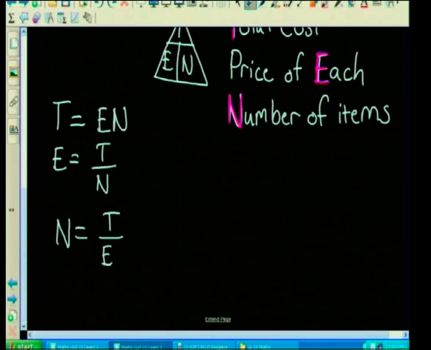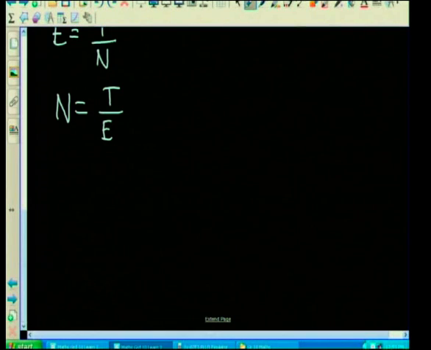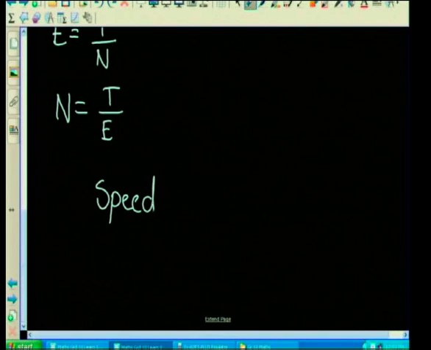So if you want to find out the number of items that are purchased, you take the total cost and divide it by the number of items. Now there's a very similar method for speed, distance, and time.